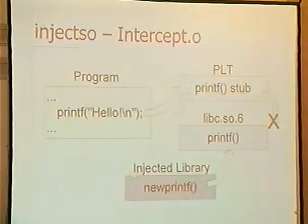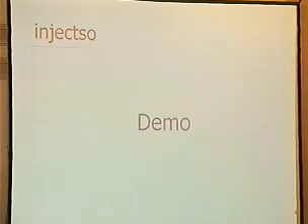So what it really looks like is this. If you've got a simple program, it's trying to call printf. When the injected library is loaded up, the intercept routines are used to break the link between the printf stub and the actual real printf in libc. Instead, it now points to the injected library, and the injected library can at its leisure call the old printf. So let's take a look at a demo of that.